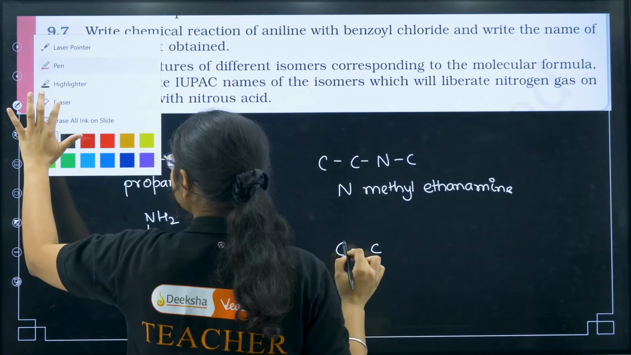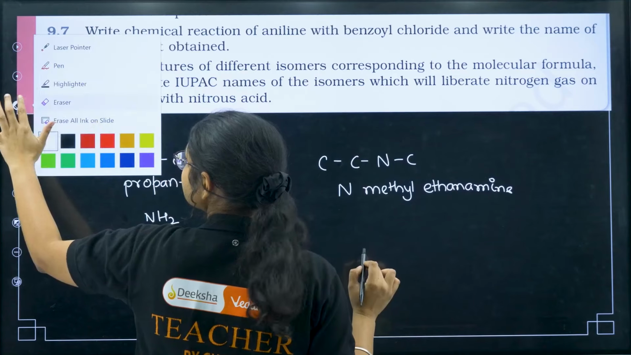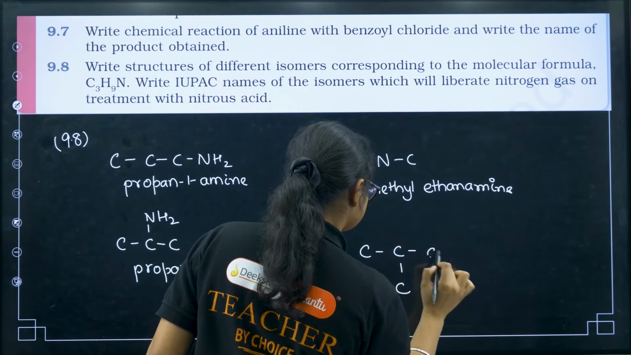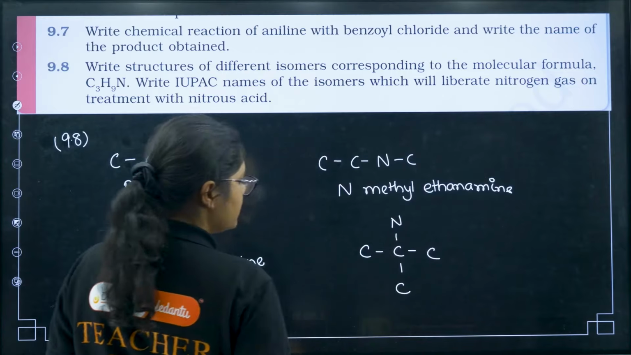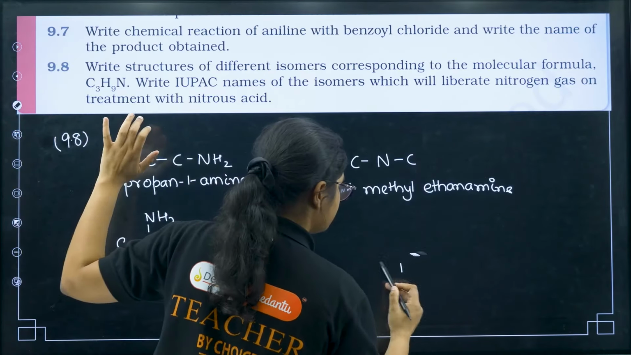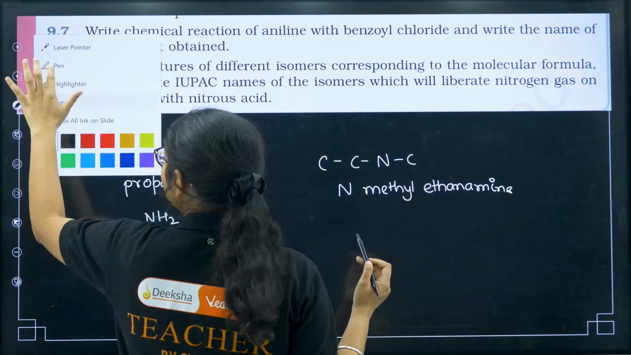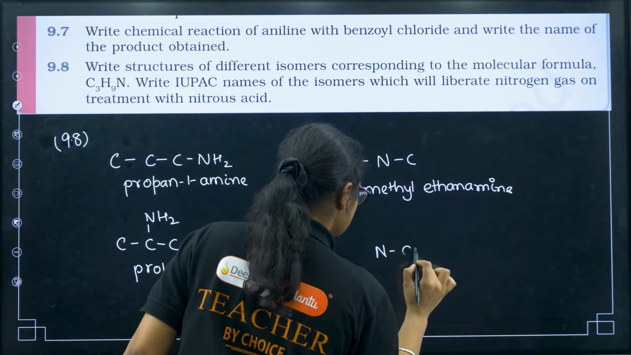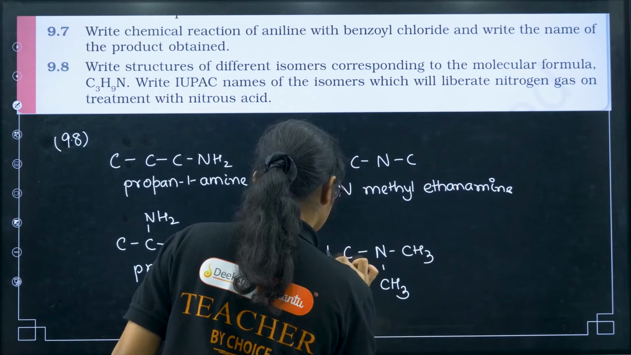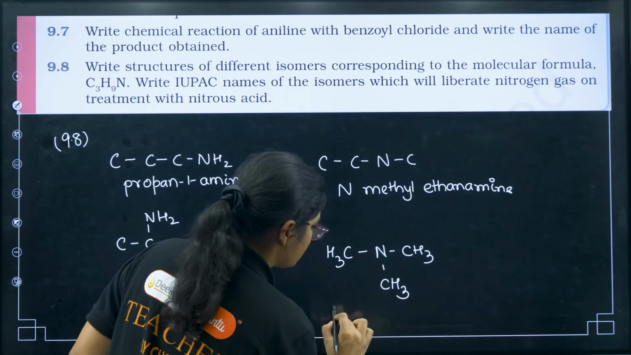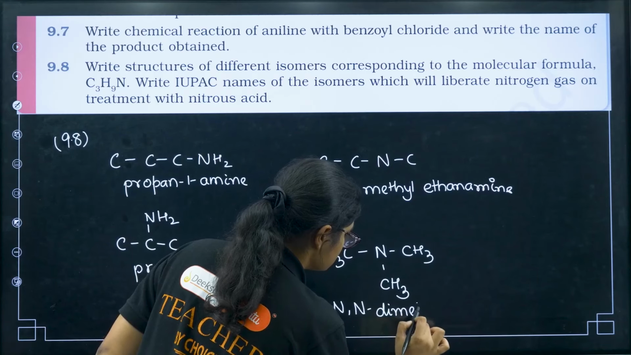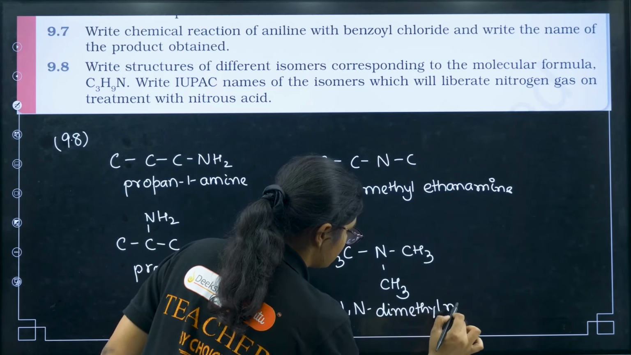One second. Yes, I can write like this one, right? Can I? No, sorry. We have only 3 carbons, right? So here I can write N, CH3, CH3 and CH3. So I can write here N,N-dimethylmethanamine.